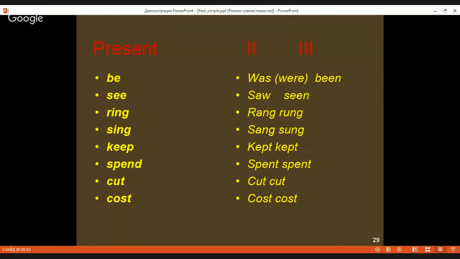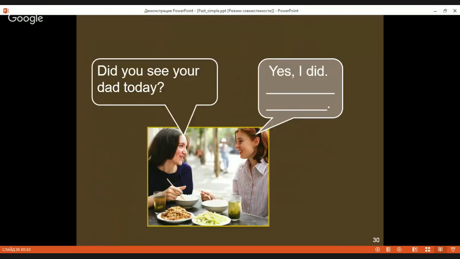And as you could see, some forms are the same for the second and the third form. I mean, in spelling or in pronunciation, and some of them are different. For example, ring, rang, rung, those are three different words, or sing, sang, sung, or see, saw, seen. Those are three different words. Let's move on, guys, shall we?